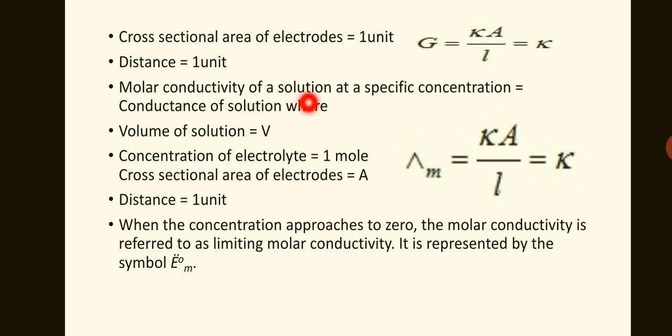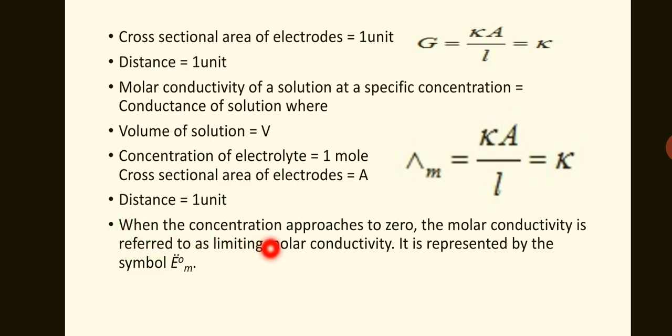So molar conductivity of a solution at a specific concentration is equal to the conductance of the solution, where the volume of solution is taken as V. For unit volume V, lambda m becomes K if the concentration of electrolyte is 1 mole, the cross section area of the electrode A is also equal to 1 unit, and the distance between these two electrodes is also 1 unit. Then lambda m becomes K.